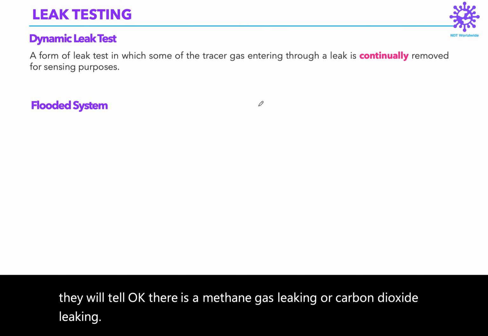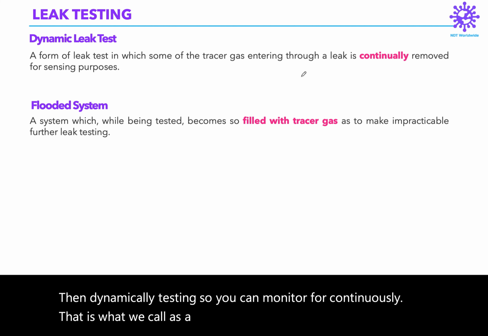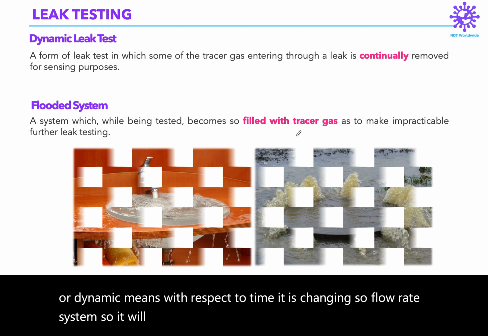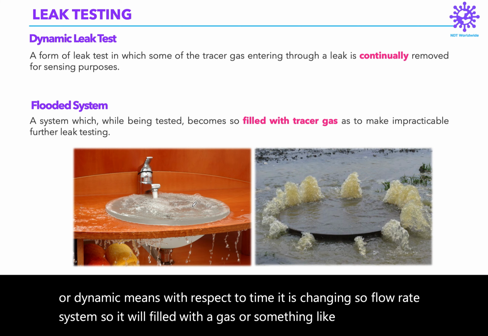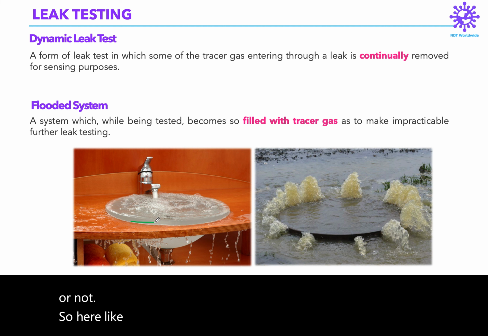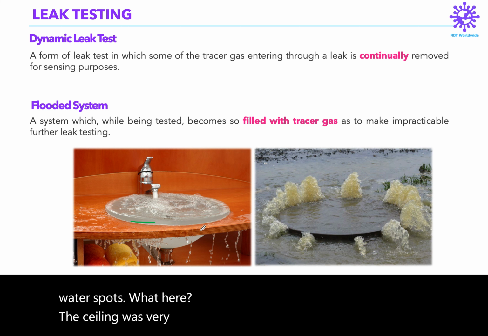Then dynamic leak testing, where you can monitor continuously. That is what we call dynamic. Static means there is no variation; dynamic means it is changing with respect to time. Then the flooded system, which is filled with a tracer gas. They want to test whether this area is leaking or not. If there is a leakage, on the other side you can see water spots, but here the sealing was very good, so there is no leakage on the bottom side.